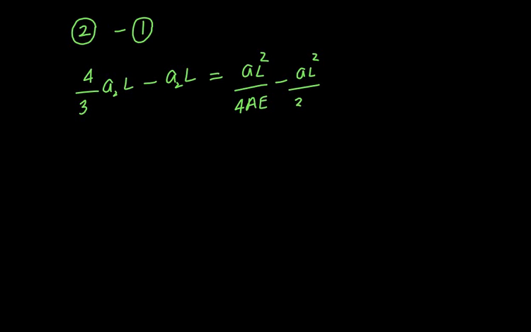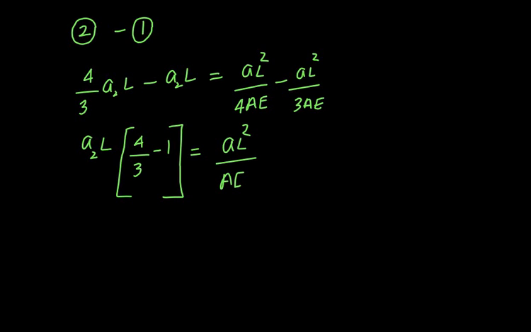The second term is 4 by 3 a2 l squared minus a2 l squared. That is equal to A l squared divided by 4a minus A l squared whole divided by 3a. Now take this a2 l, which is a common term, in this equation, just take it outside. You will be left with 4 over 3 minus 1 is equal to A l squared whole divided by a.